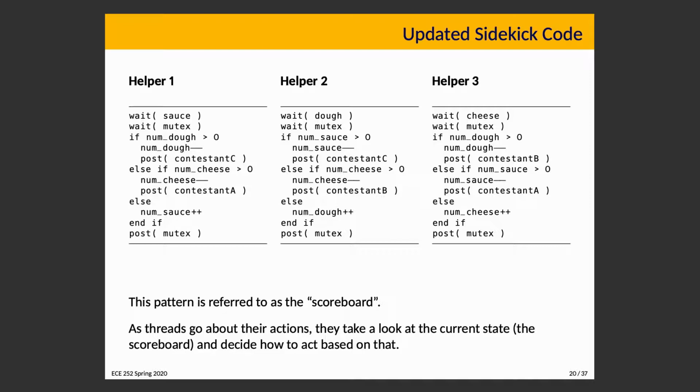This pattern, this way of addressing a problem, is referred to as a scoreboard. That is to say, there is a set of variables, in this case the integer counters, that are used to keep track of the current state of the system, and those variables are viewable from every thread. As threads go about their actions, they take a look at the current state, the scoreboard, and they decide how to act based on that. Why a scoreboard?